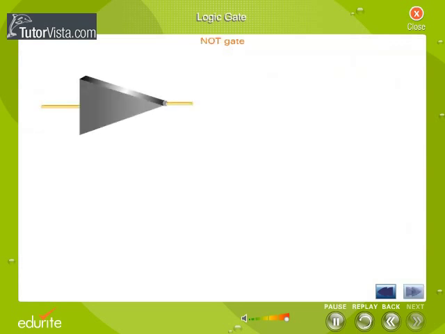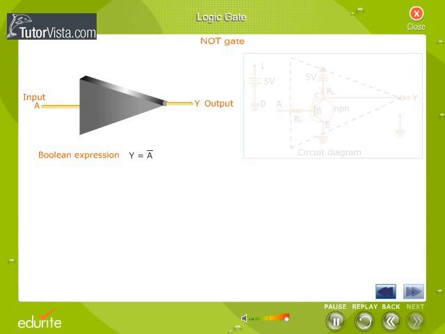It works on the NOT operation of Boolean algebra. It has only one input A and only one output Y. Its Boolean expression is Y = A bar.